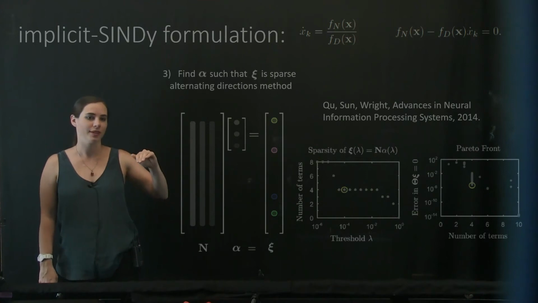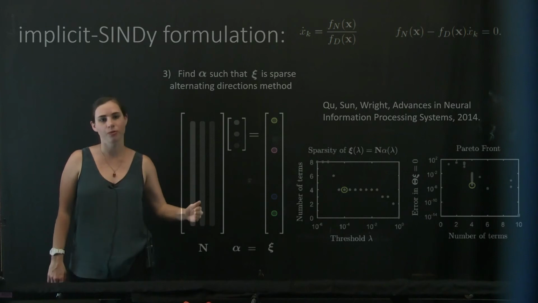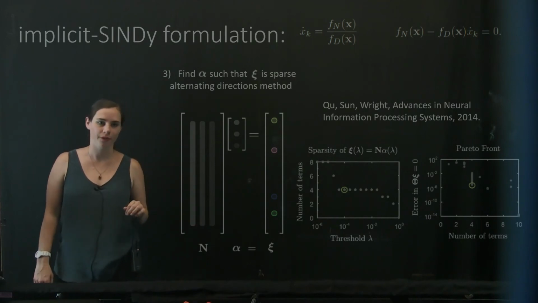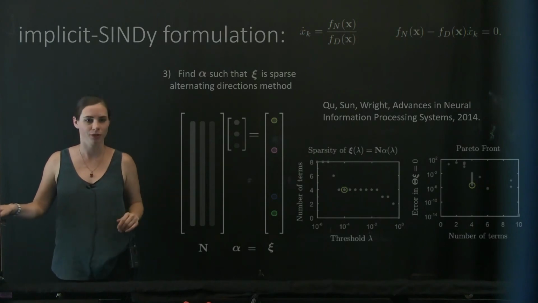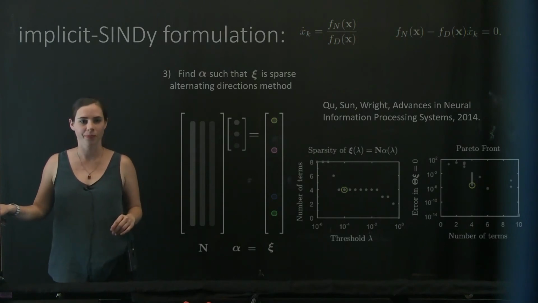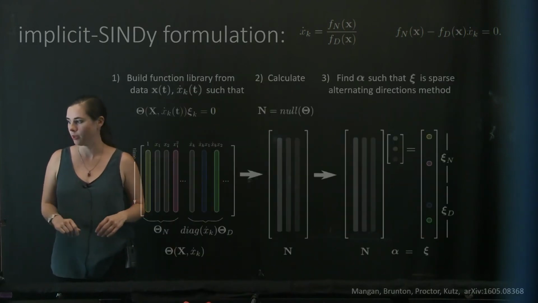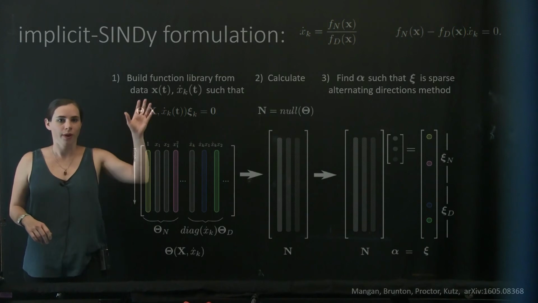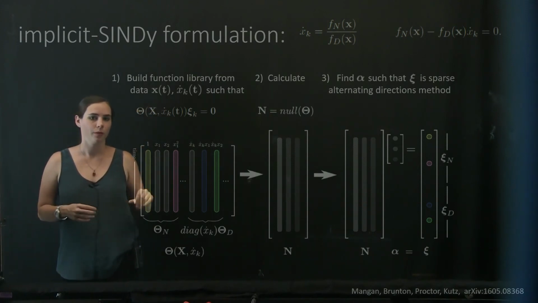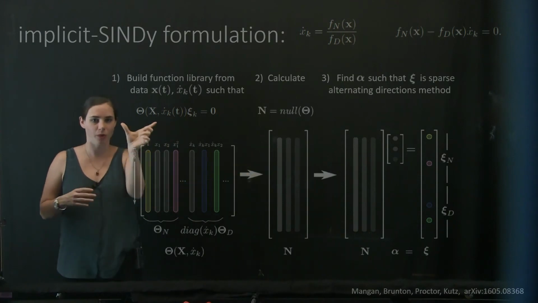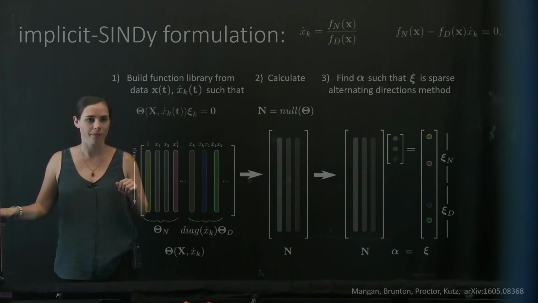But basically, as you increase the number of terms, the error has a sharp drop-off, and that sharp drop-off generally indicates the correct model. So again, I've circled which dot in that space ends up being the correct model. Okay, so now that we've found our sparse xi, we can take that sparse xi and multiply it by our theta matrix and reconstruct our nonlinear dynamics.